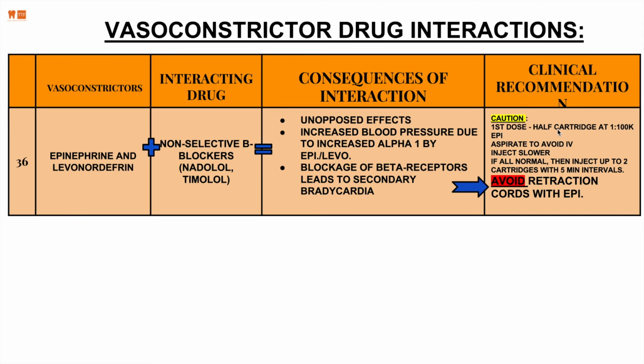The first dose should be a half cartridge at 1 to 100,000 epinephrine. Aspirate to avoid IV injection. Inject slower than usual. If all is normal, then inject up to 2 cartridges with 5-minute intervals and avoid retraction cords with epinephrine. Avoid these because retraction cords with epinephrine have a very high concentration, even more than 1 to 100,000. Specifically, it has a 1 to 1,000. That's a very, very, very high concentration. That means it's highly likely that epinephrine's effects will be increased, leading to hypertension. That's why we must avoid it. Okay, guys. Next one.